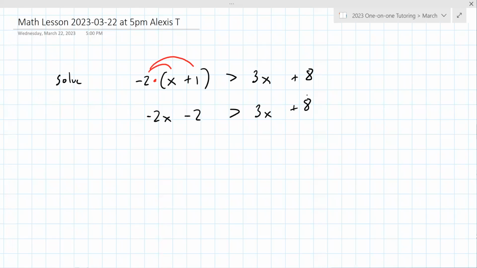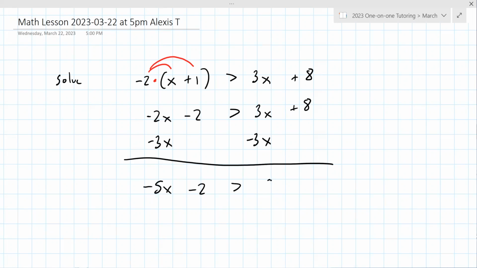All right. Now again, that same question here. Now your answer's correct. Minus 3x, minus 3x, negative 5x minus 2 greater than positive 8. So go ahead and tell me what you might do next here to solve for x. Add 2 to both sides. Good.